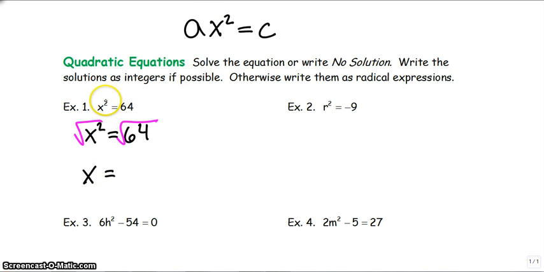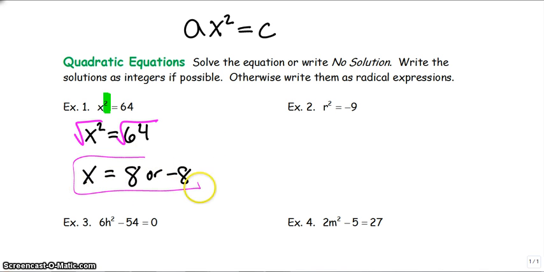Remember that something squared usually results in two solutions. The two solutions for this equation are going to be the square root of 64, which is 8, or it is going to be negative 8. You can always double check your work. Take a look. If I were to substitute 8 and negative 8 into the original equation, x squared equals 64, both of them turn out to be true.